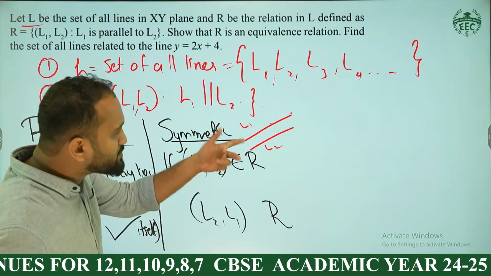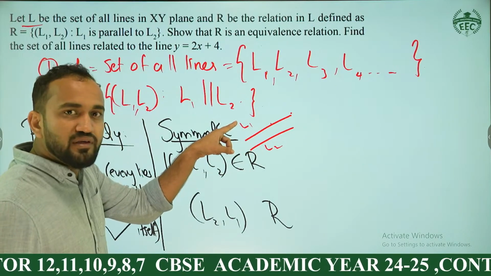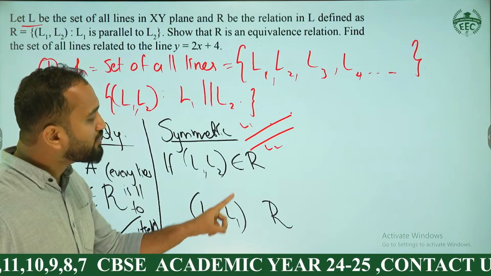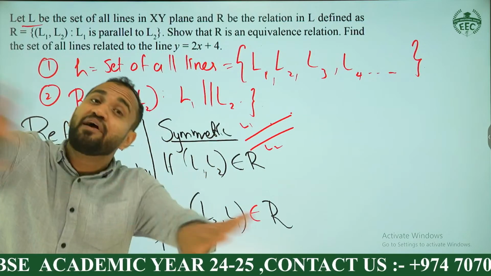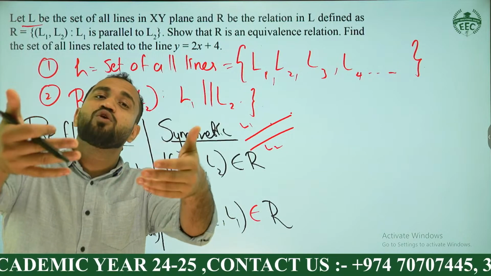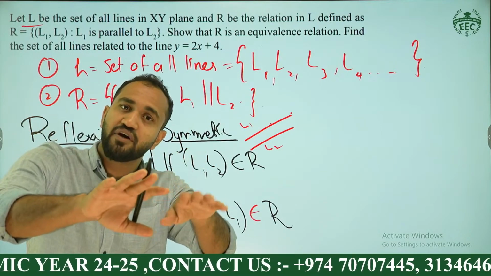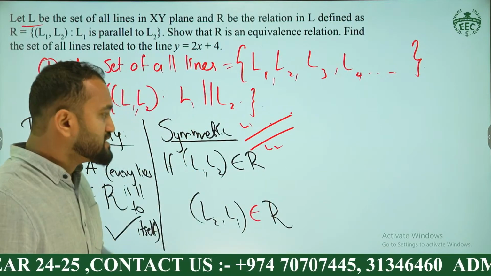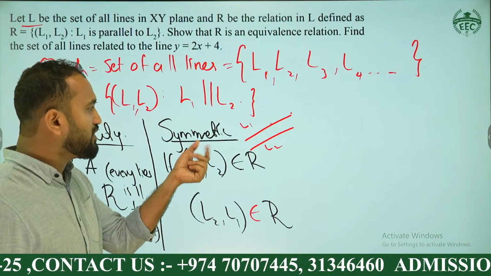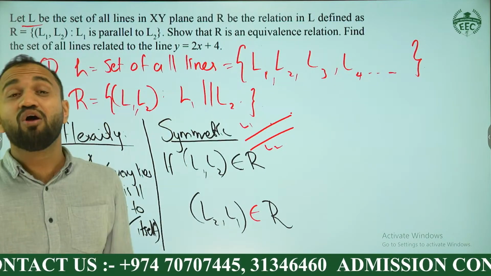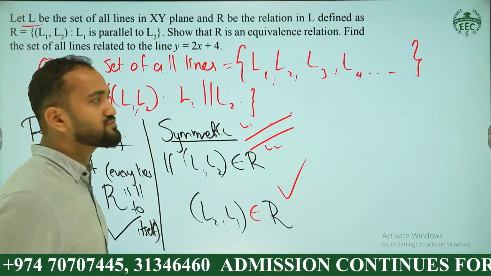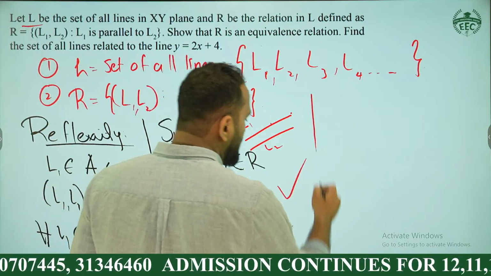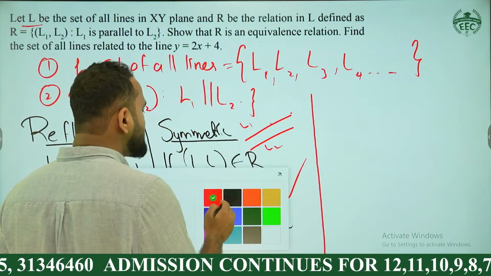Now, conversely speaking, is L2 parallel to L1? Yes. That's why (L2, L1) also belongs to the same relation. This happens for any pair. For any pair, if (L3, L4) is there in the relation, then (L4, L3) is also there. If you take any pair, the condition of symmetricity is always satisfied. Therefore, I can say that the relation is symmetric. To the point. Now tell me the rule of transitivity.